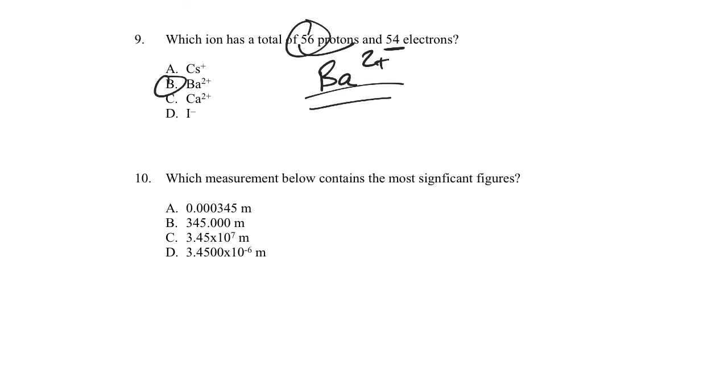Which measurement below contains the most significant figures? So we have 3 here, 6, 3, 5. So it looks like B.